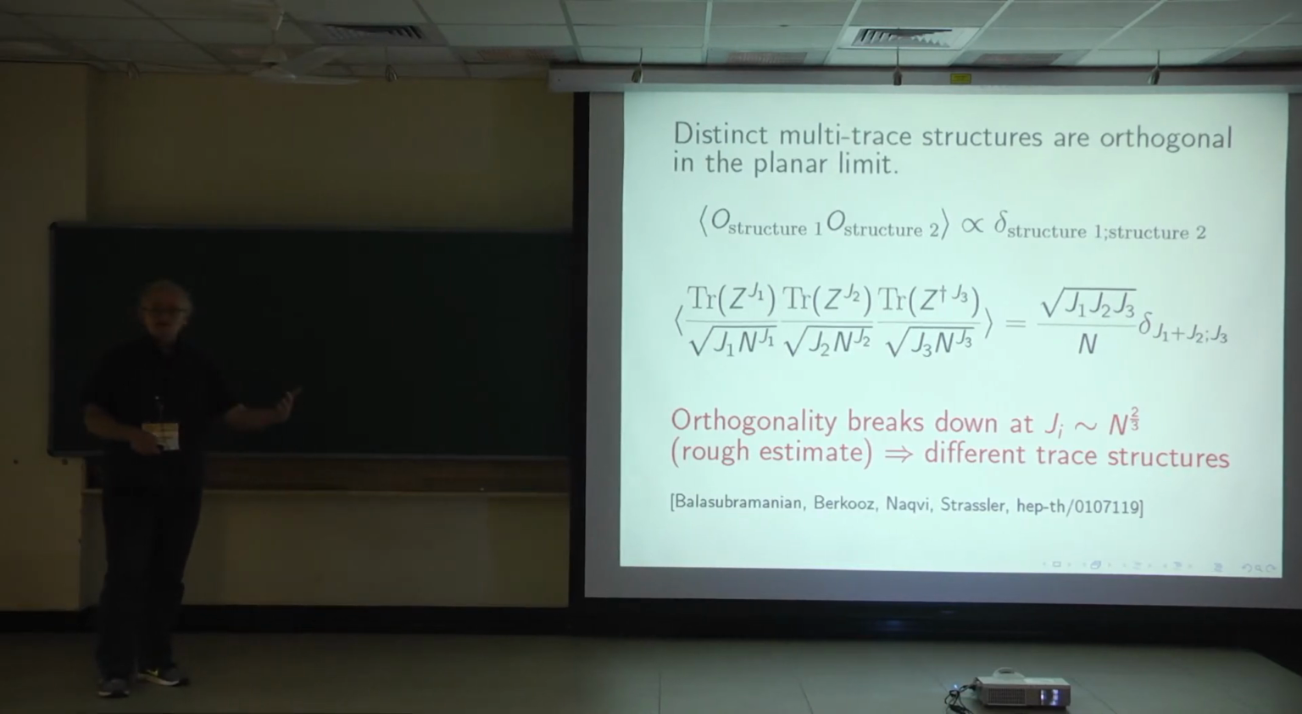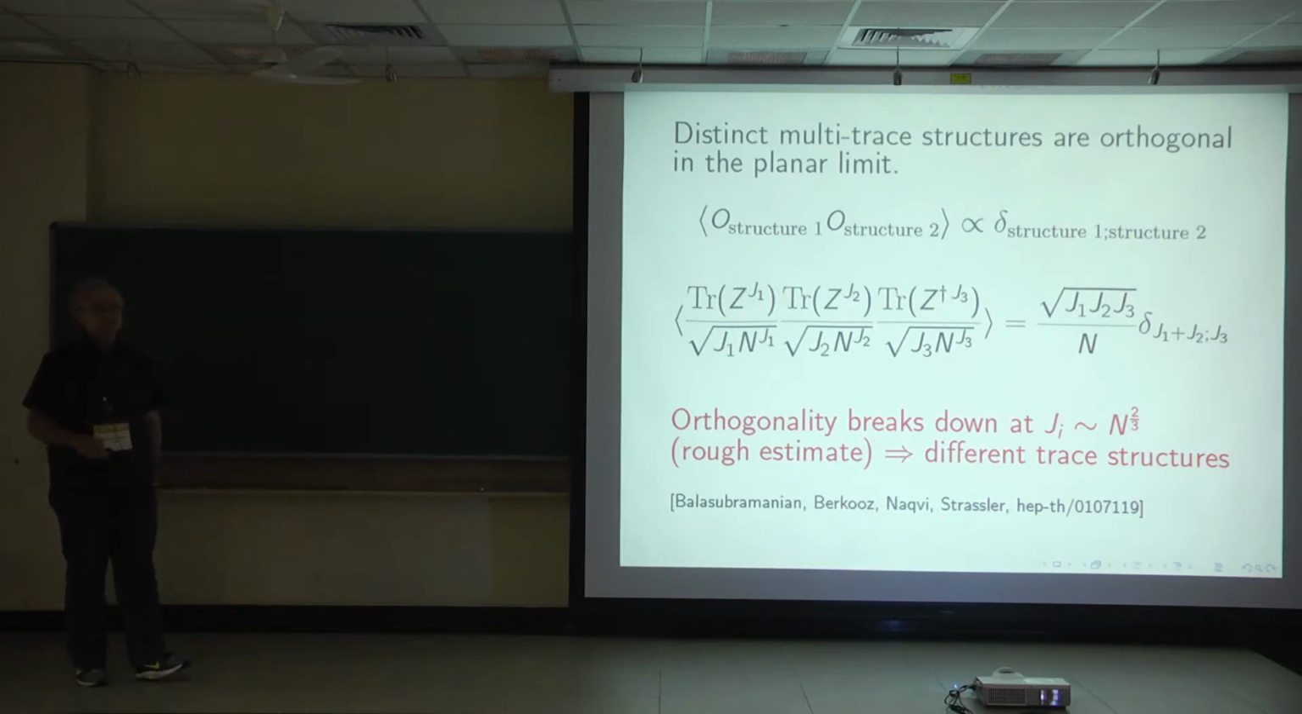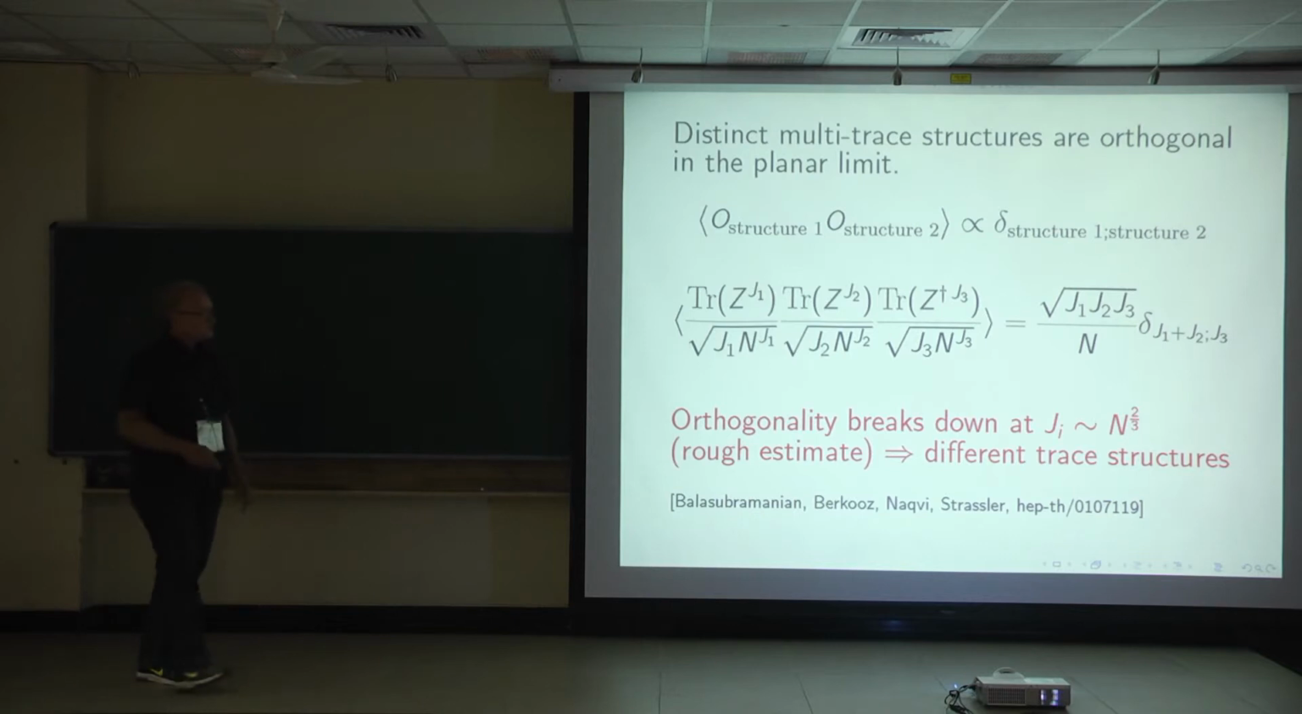If, however, I allow J1, J2, and J3 to scale, then naively, when J is of order N^(2/3), the right-hand side becomes of order 1, and in fact, I've got mixing between different multi-trace structures. I'm interested in the case where the J's are all of order N. If the J's are of order N, this right-hand side is huge, and there's completely unconstrained mixing between the different multi-trace structures, and it wouldn't make sense to restrict yourself to one particular trace structure. This is already going to change the story dramatically from the planar limit.